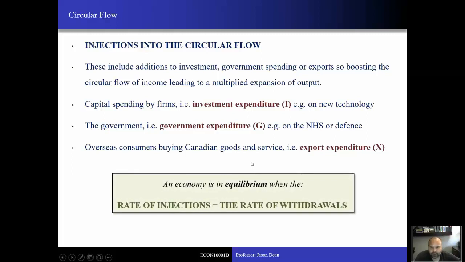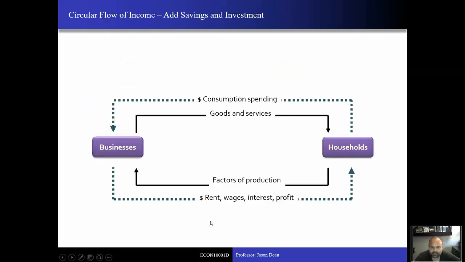The bottom line, as we'll see, is that an economy is in equilibrium when the rate of injections is equal to the rate of withdrawals. If we think of the circular flow with the water pressure analogy, in equilibrium there's no change in the pressure. When the pressure is changing, then the economy is not in equilibrium. So let's go back to the circular flow that we've looked at up to this point. We just have the two sectors, and it's a closed loop. There are no leakages or injections.